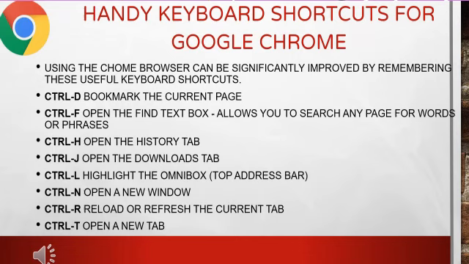Using the Chrome browser can be significantly improved by remembering these useful keyboard shortcuts. Ctrl+D bookmark the current page. Ctrl+F open the Find text box, allows you to search any page for words or phrases. Ctrl+H open the History tab.